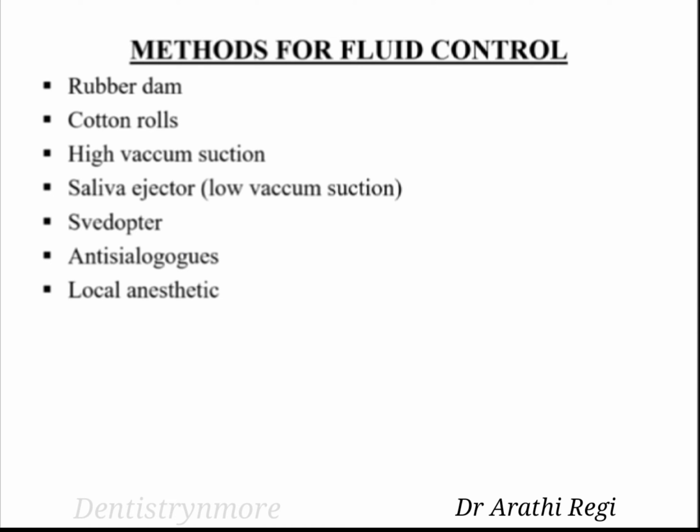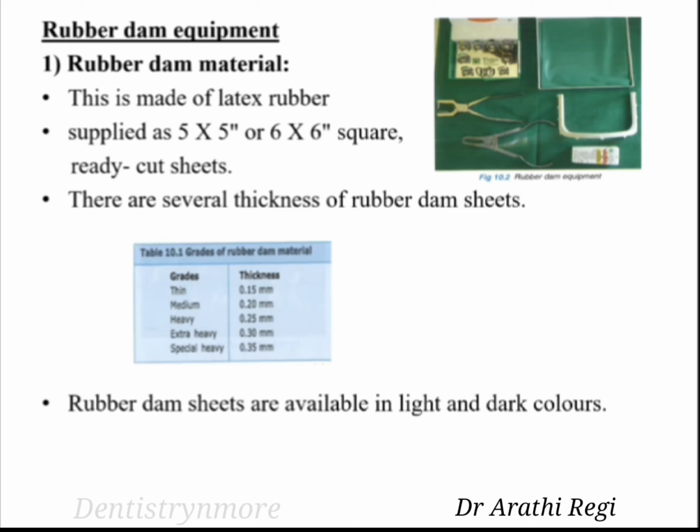Next one is method of fluid control. Common methods are rubber dam, cotton rolls, high vacuum suction, and so on. And now we are moving to the rubber dam equipment. First one is rubber dam material.